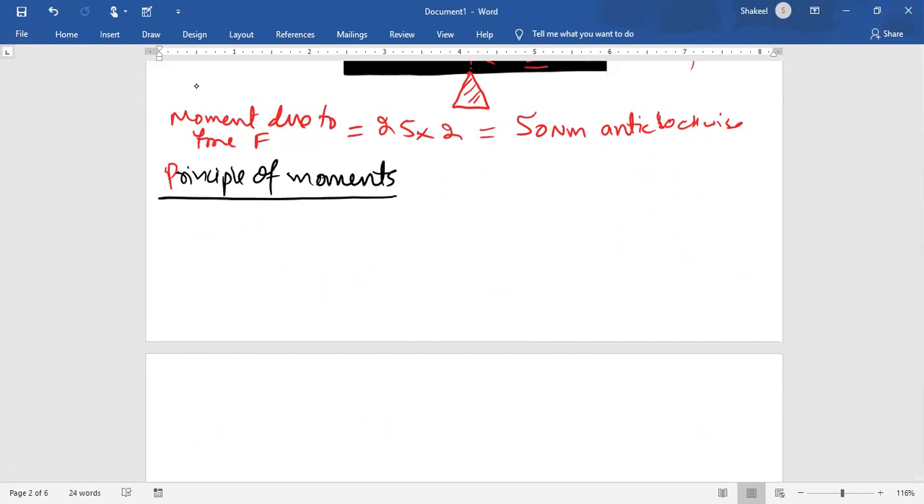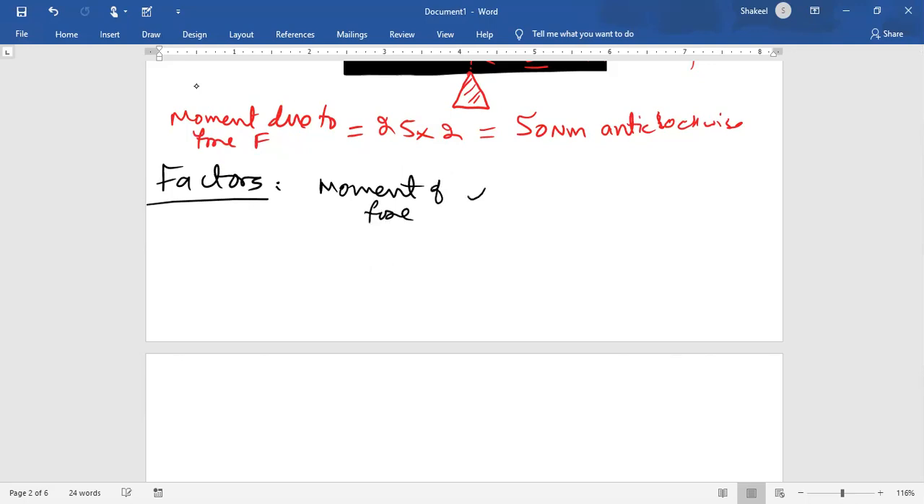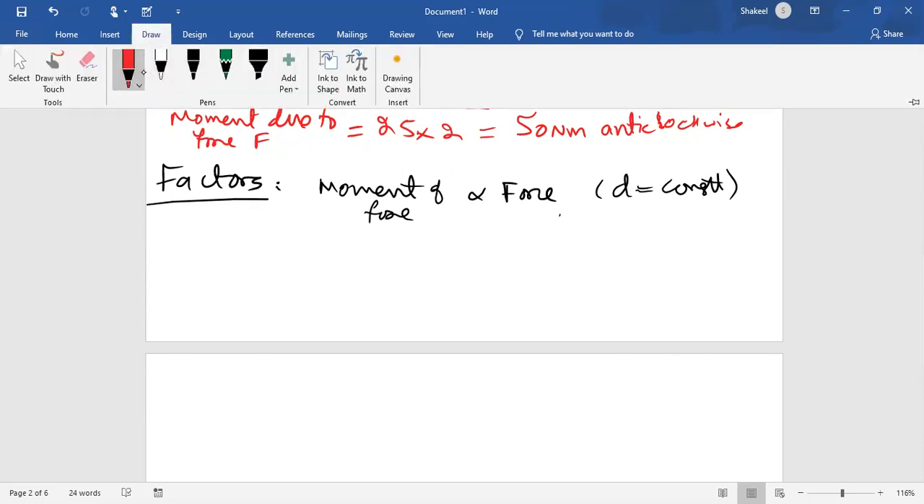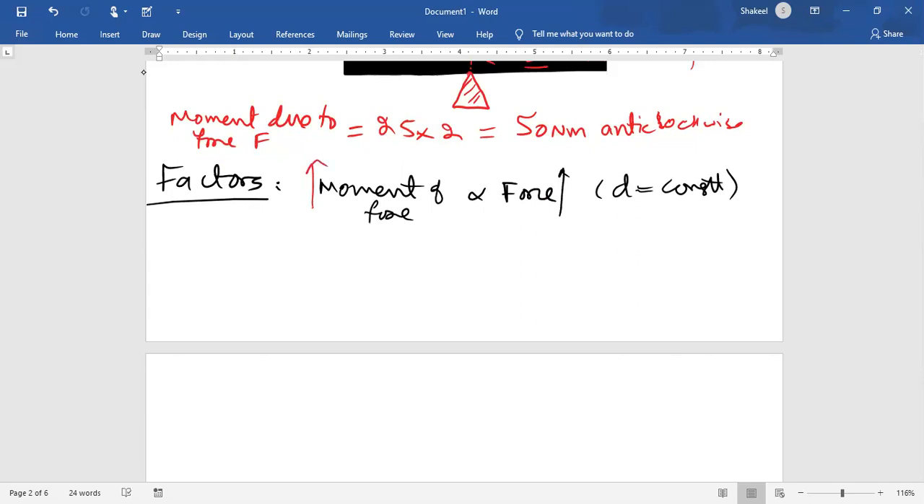Oh, before going into the principle of moment, sorry about that, let me tell you about the factors, because we're missing that. So, factors that can affect the moment of force. Factors always come from the formula. The first factor for the moment of force is actually the force. If you keep the perpendicular distance constant, increasing the force will increase the moment. That's quite straightforward.